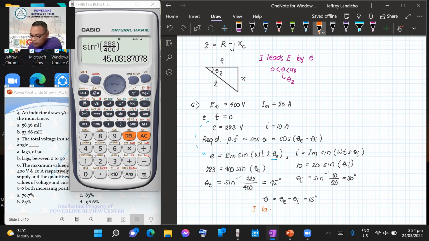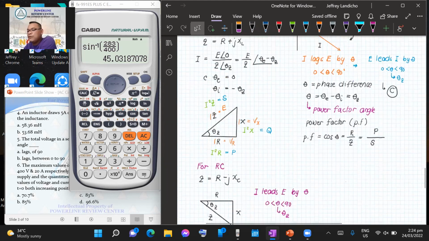Current lags the voltage by how many degree? By 15 degree. So ibig sabihin, by just looking at the phase angle of your current and voltage and by knowing if the current is lagging or leading, malalaman natin agad what are the parameters available in the given circuit. So if current lags the voltage at a certain angle, alam natin that the circuit is what? RL circuit. Sir, bakit RL?